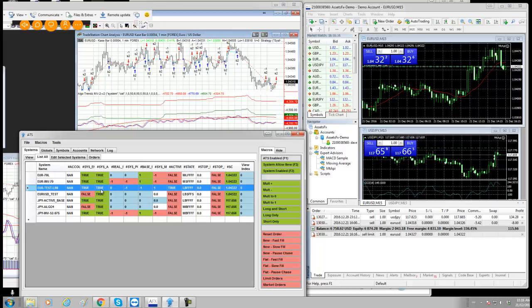So, good example of how the ATS works. Obviously, it's predicated on the underlying systems, but we have some videos that'll show that as well.